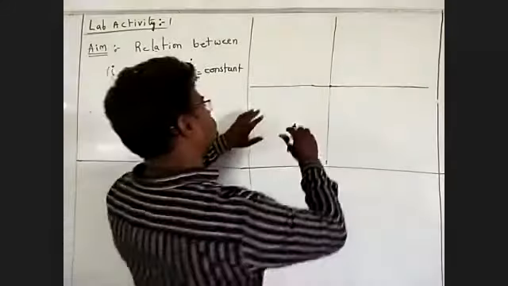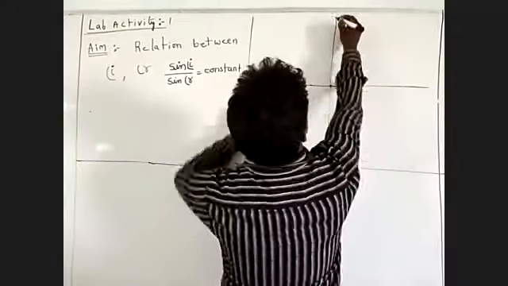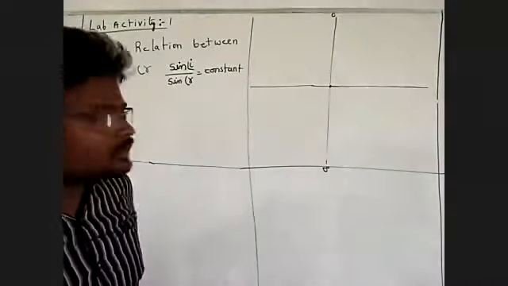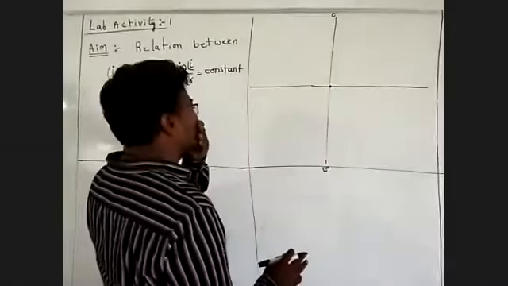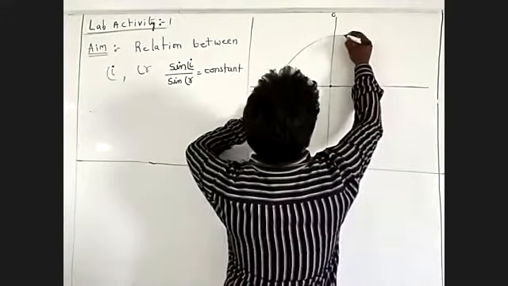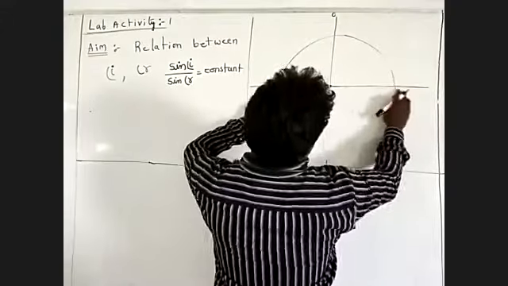Now I'm taking the protractor. This is 0 degrees. Here also 0 degrees. Now this is a reading. I am showing the reading. The protractor is placed like this.